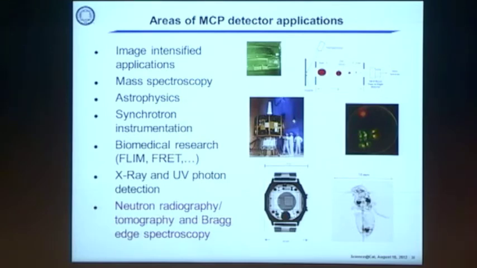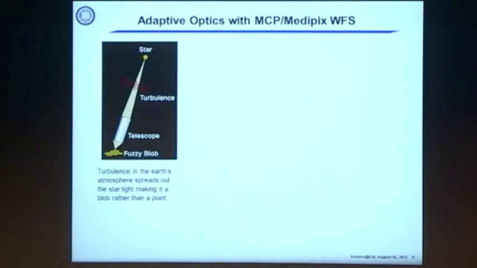Because we're measuring the time of every photon, we can do fluorescence lifetime studies, and this is very exciting for us. We're cooperating with our colleagues from the University of California at Los Angeles. And recently, we use those devices for neutrons as well.